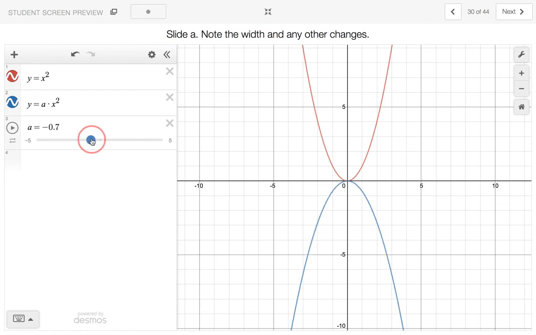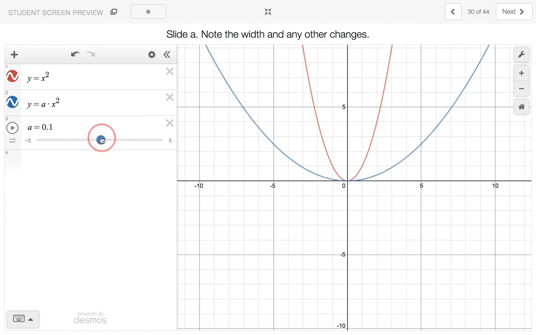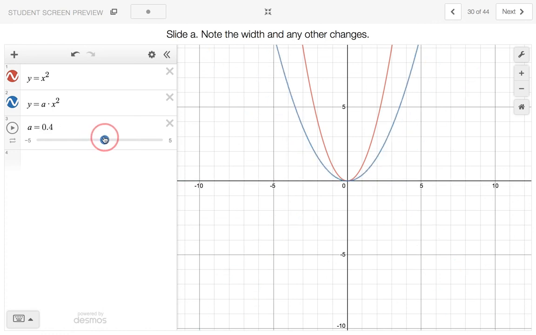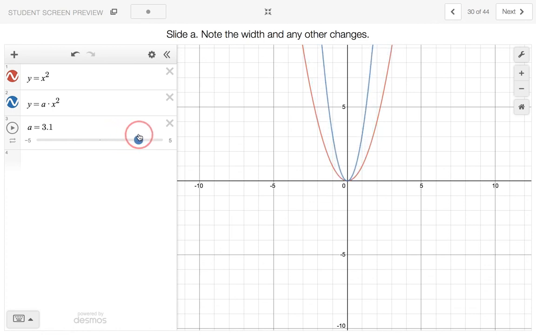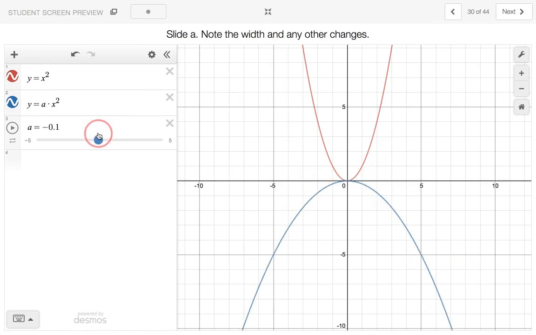I notice as I get into fractions or things less than 1, it's getting wider and wider. And as I get into a number where the value of a is greater than 1, so here at 1, it is the parent function, but as it gets greater than 1, it gets more and more narrow. So as a goes up higher, it gets more narrow, and as a is between 1 and 0, it's wider than the parent graph. At a equals 0, it's a line.